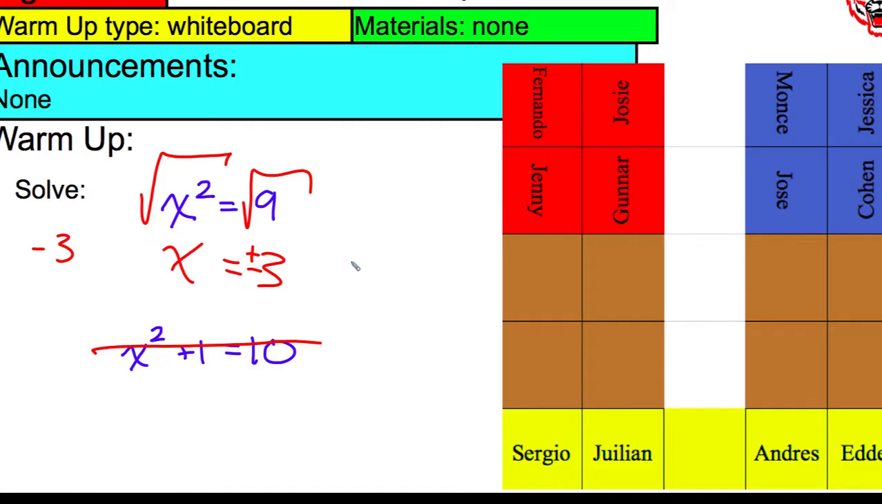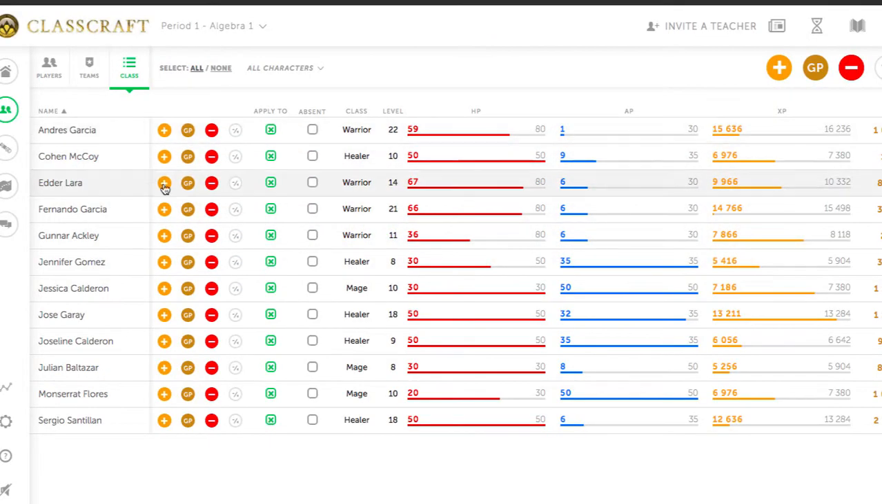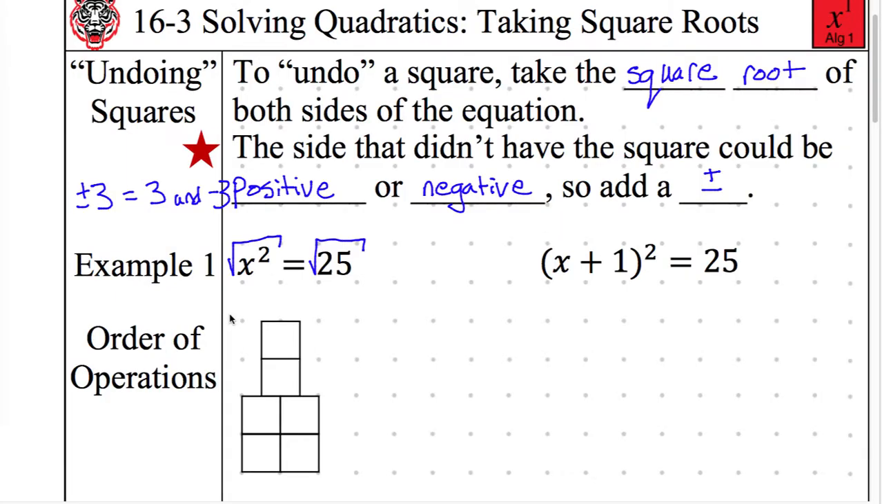We take the square root of both sides, and now can someone tell me what the answer is after we do Julian's step of taking the square root of both sides? Sergio? X equals 5. Careful. Negative or positive? Yeah, positive or negative, plus or minus 5. Yeah, thank you, Sergio.